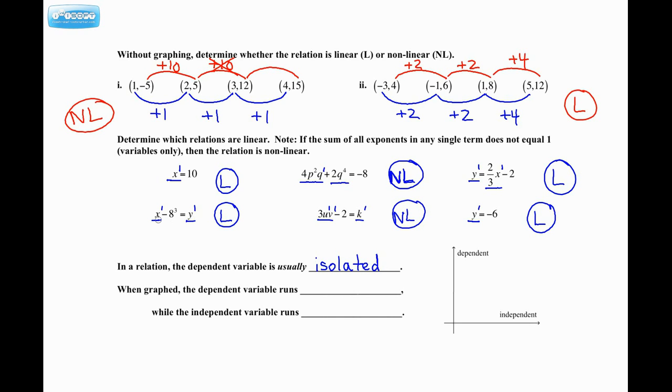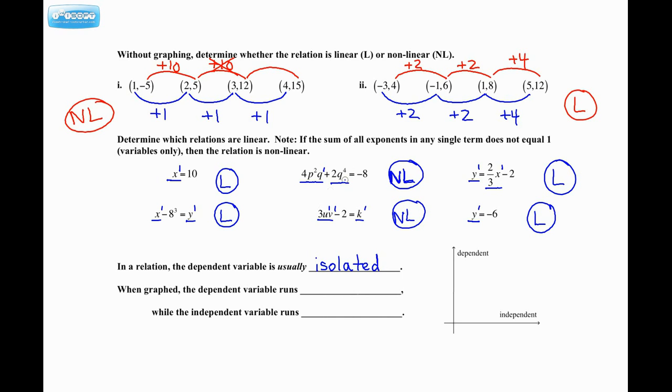X therefore is independent. Okay, if we looked at this one, here the y is isolated, it's by itself, and the x is buried over here with a bunch of junk. So we say y is dependent, the x is independent. If you look at relations like this, well, let's look at this one. The 3uv minus 2 equals k. We have three variables. K, that's the variable that's isolated. So I would say that is the dependent variable, and both u and v are two independent variables.